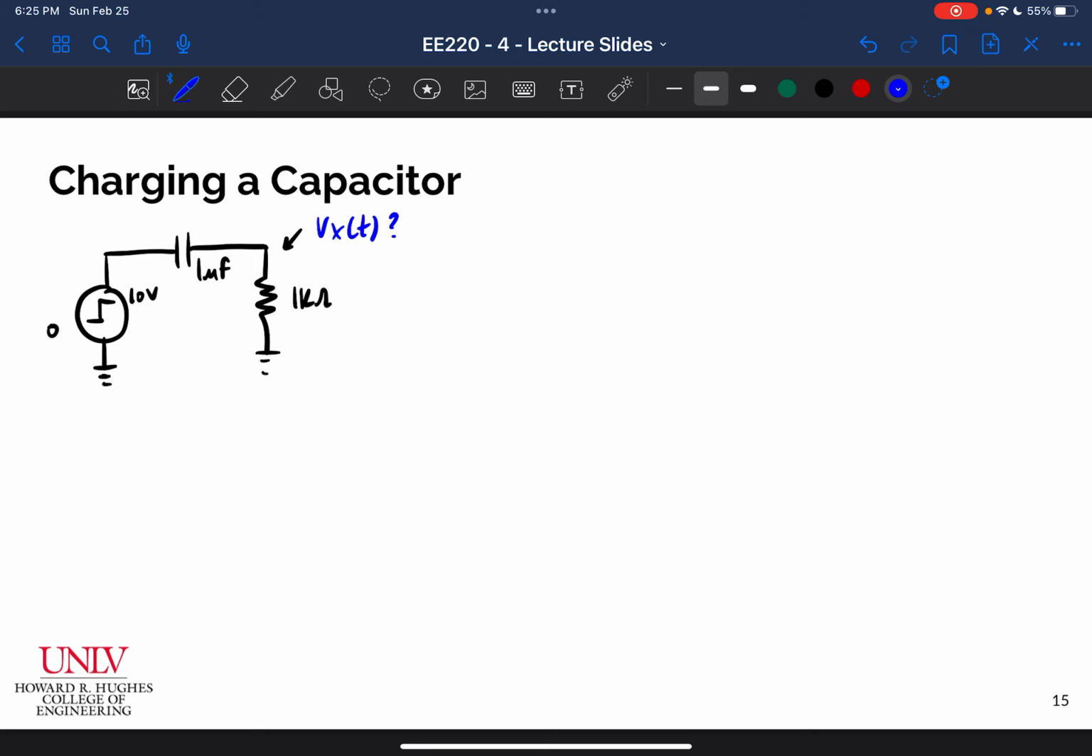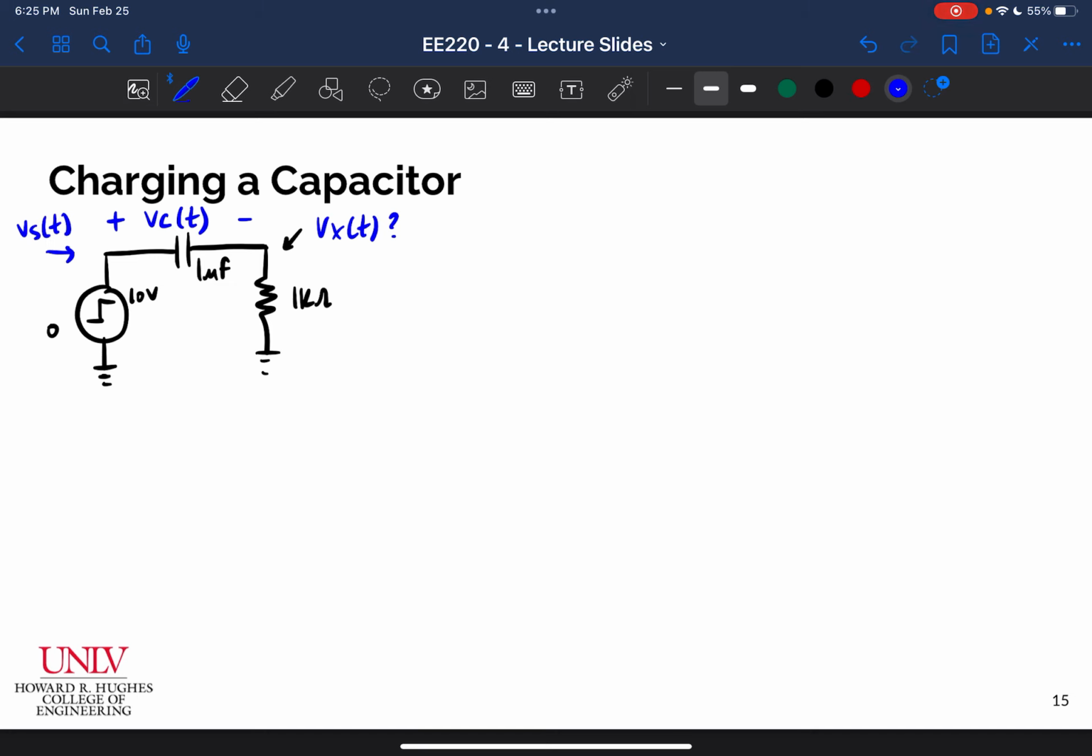And so we know what Vc of t looks like. We do know because we know our charging equation, but we need to examine a little bit further to see what Vx of t looks like, okay? So we're going to label that node Vx of t. Let's call this node Vs of t. And let's just go ahead and plot them all.